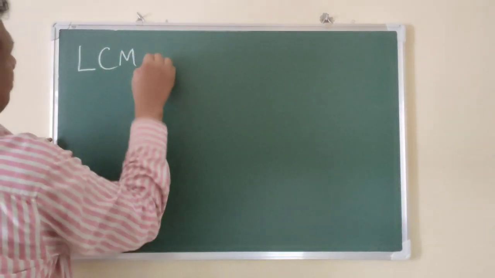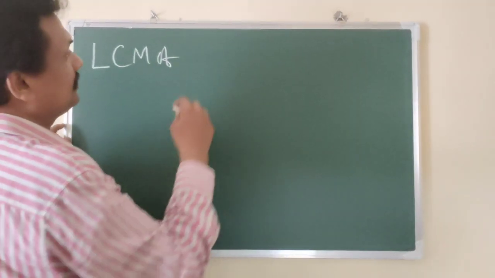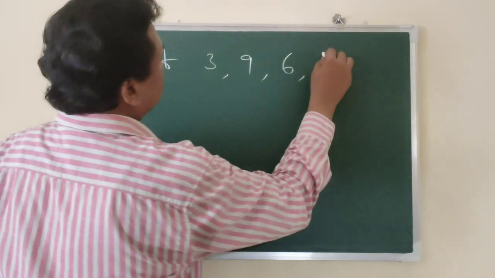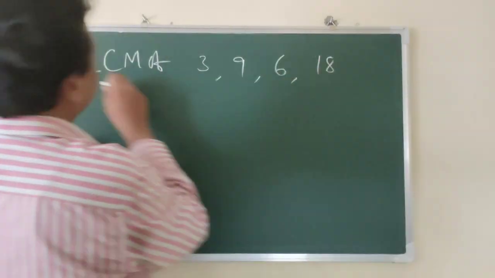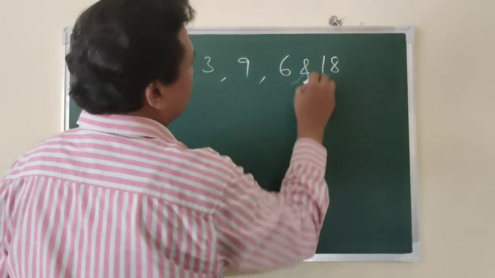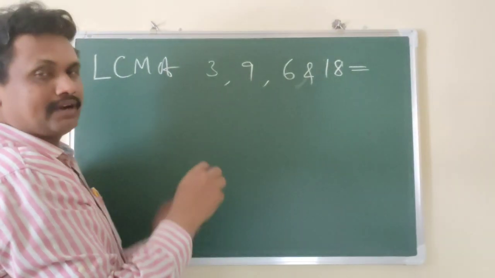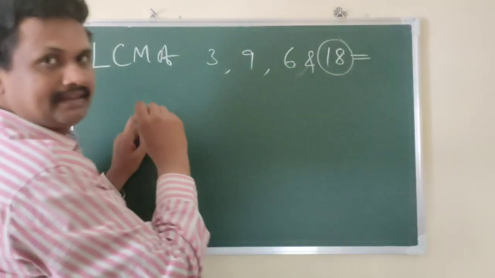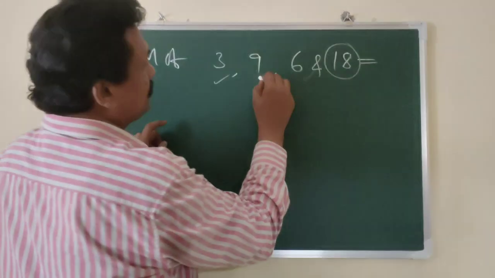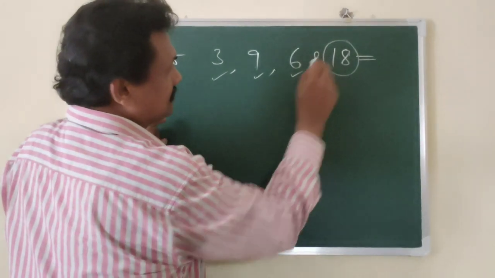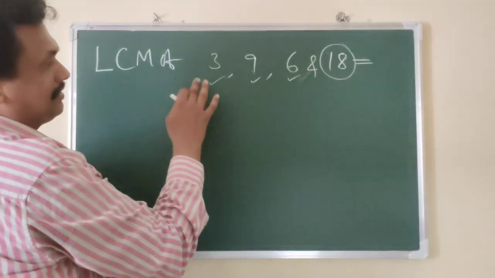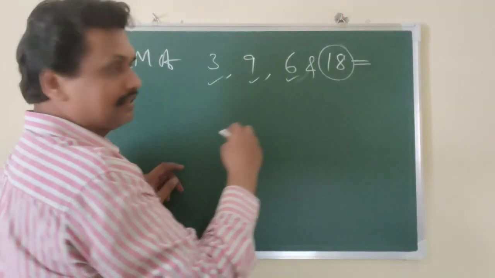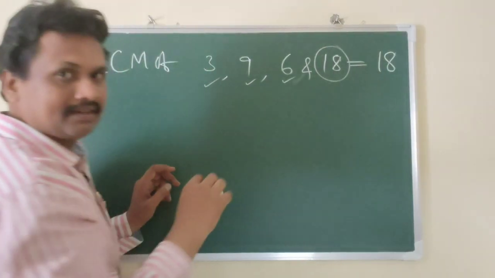Observe one more example. Suppose you want to find the LCM in a different kind of case. Suppose you have 1 by 3, 1 by 9, 5 by 6. At that time, how to find? Now, the LCM of 3, 9, 6 and 18. Observe the big number, which is 18. 18 is divided by 3, yes. 18 is divided by 9, yes. 18 is divided by 6, yes. When all the numbers divide the big number, then the big number is the LCM. If not, you get out.